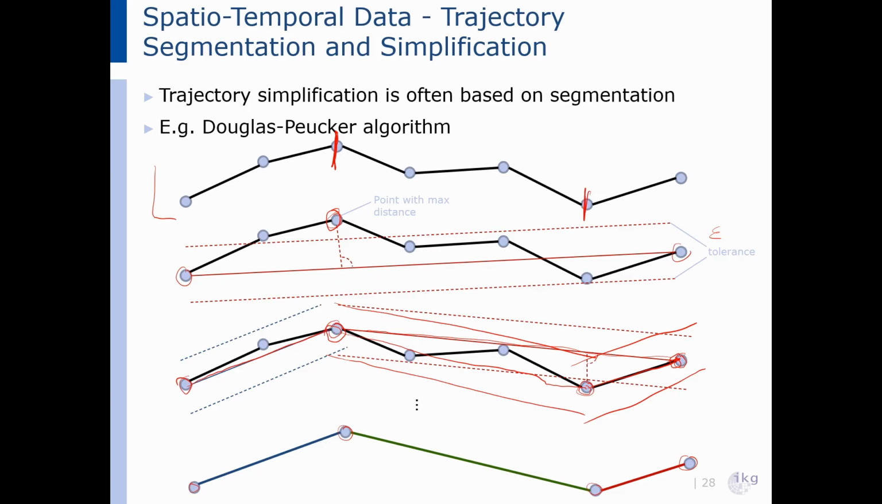And of course, at the same time, we also have a simplified version of the trajectory, which is more or less following a similar geometry or shape of the trajectory, but of course has far fewer points.